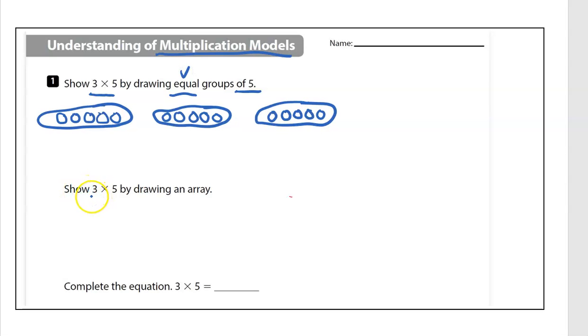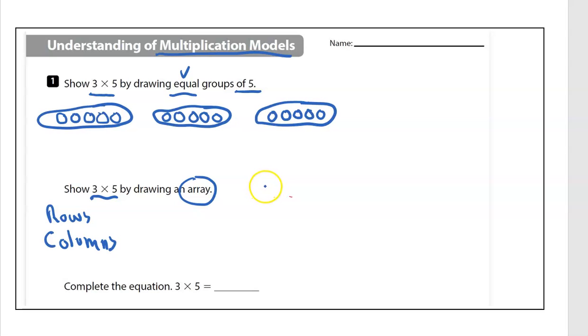Then it says, show 3 times 5 by drawing an array. And so an array, a math array, is just an arrangement of everything with rows and columns. And it's really a way of showing multiplication. So let's do that. We're going to put these 3 groups into rows and columns. So I'll just organize them.